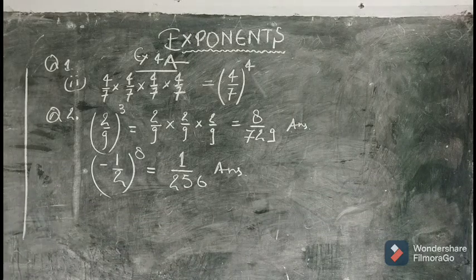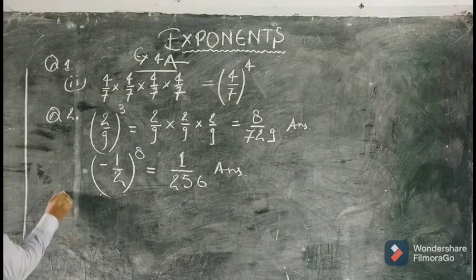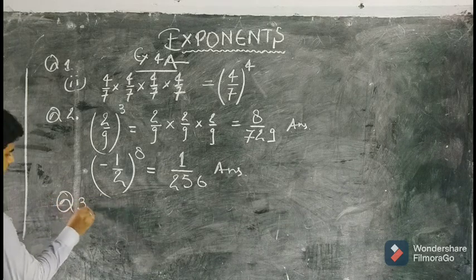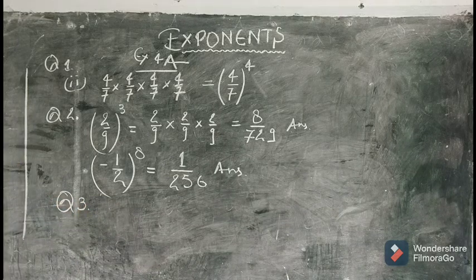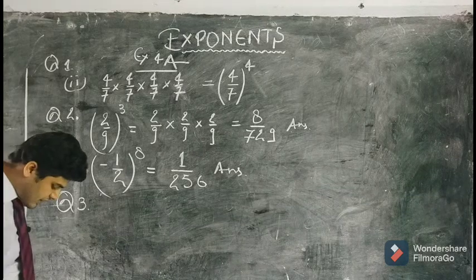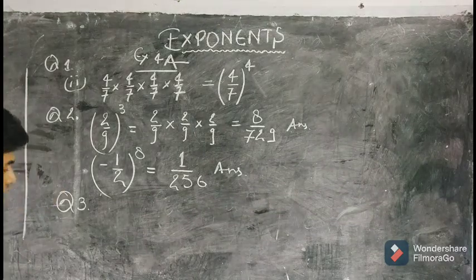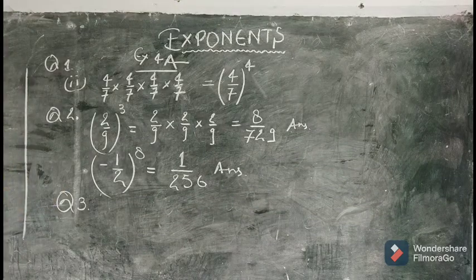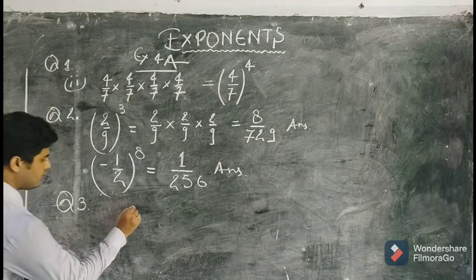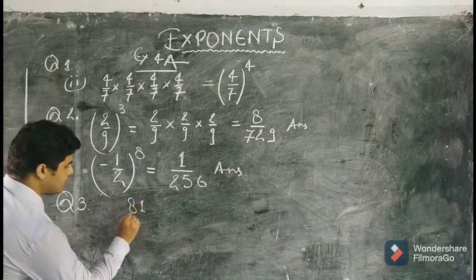Let us see another question. Question number 3 is saying express each of the rational numbers in power notation. Like it is given, the second part, if I take 81 upon 121.